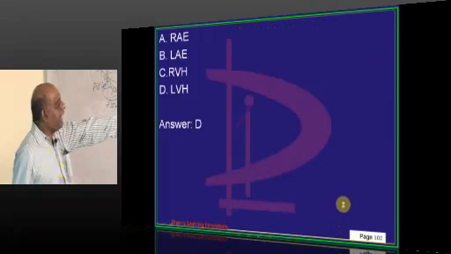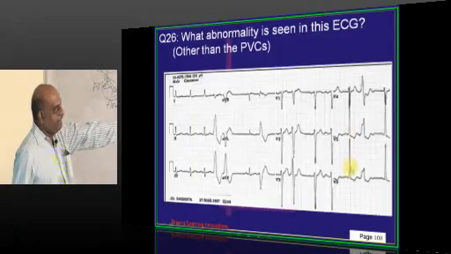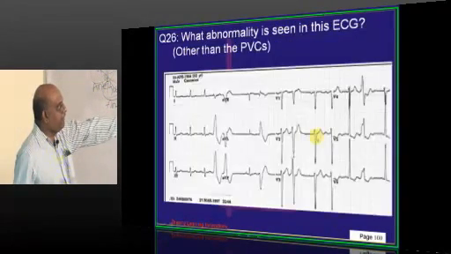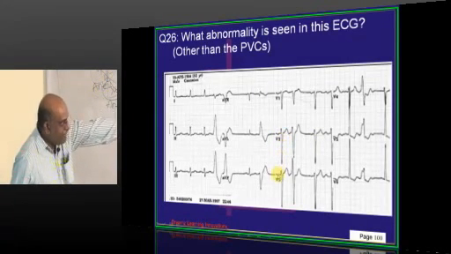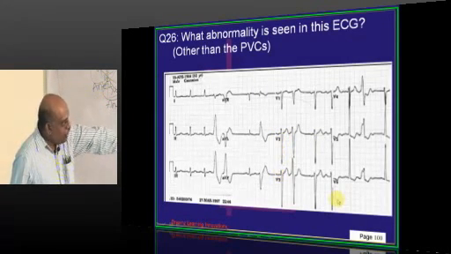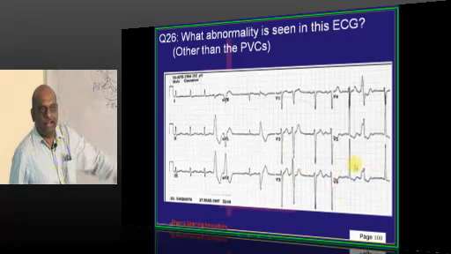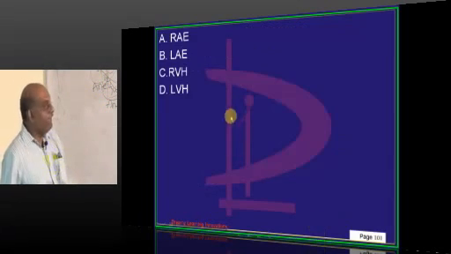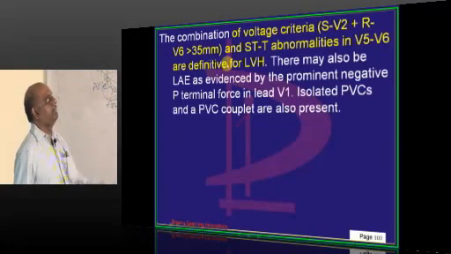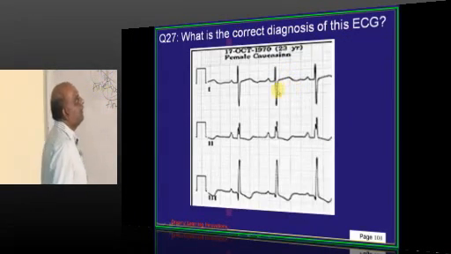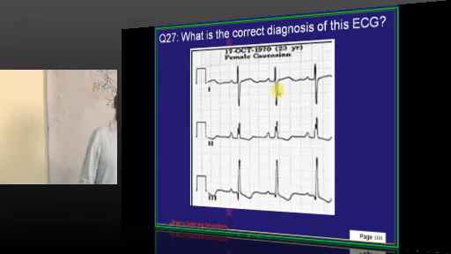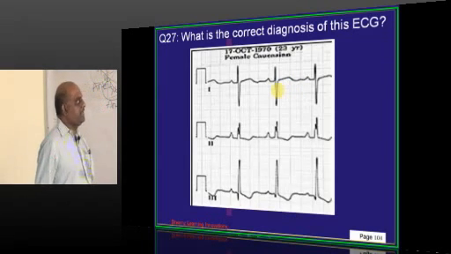A R wave का height जो होता है V6 में और V2 में S wave का डेप्थ जो होता है, अगर दोनों को ऐड करें तो if it is more than 35 mm, that is an indication of left ventricular hypertrophy is what need to be remembered. So what is the correct diagnosis of this ECG, doctor?